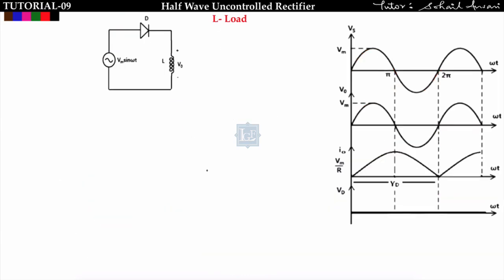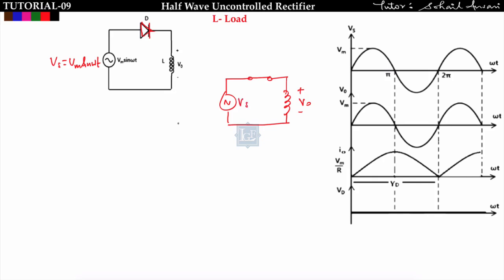Now see the L load. Here also the input is Vs equal to Vm sin omega t, and I am attaching one diode and the load is an inductor. From 0 to pi the input supply is positive, so this diode will conduct. So let us say the diode is conducting. When the diode conducts, what will be the output voltage?